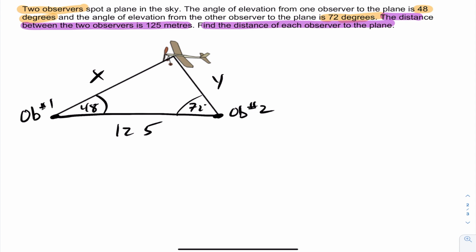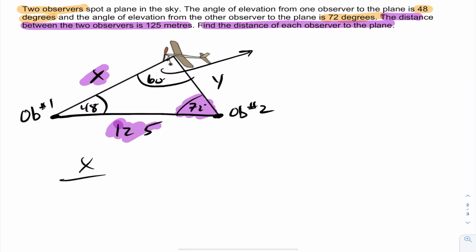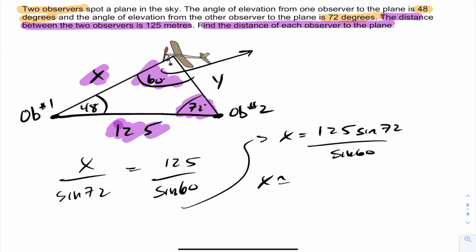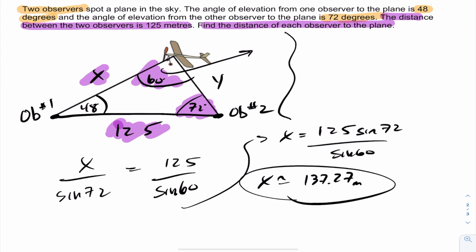So first observation here is I know that I've got myself a triangle. I know this has to sum up to 180, so therefore this leftover angle must be 60 degrees. So therefore I can set up the sine law to solve this here. In this case I get x over sine 72 equals 125 over sine 60. So x equals 125 sine 72 over sine 60, which is approximately equal to 137.27.